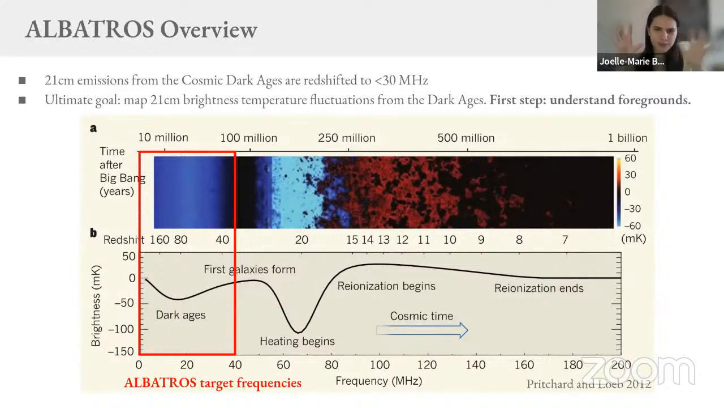And although the local radio sky, so the emissions from our own galaxy and nearby galaxies, are very interesting in their own right, the motivation behind choosing this frequency range for Albatross is that these frequencies correspond to the redshifted 21 centimeter line from the cosmic dark ages. And the ultimate goal of Albatross would be to map fluctuations in the 21 centimeter brightness temperature field from the dark ages, but there's a lot of work that needs to be done before we get there. And one important first step is to understand foregrounds, which are orders of magnitude brighter than the 21 centimeter signal.